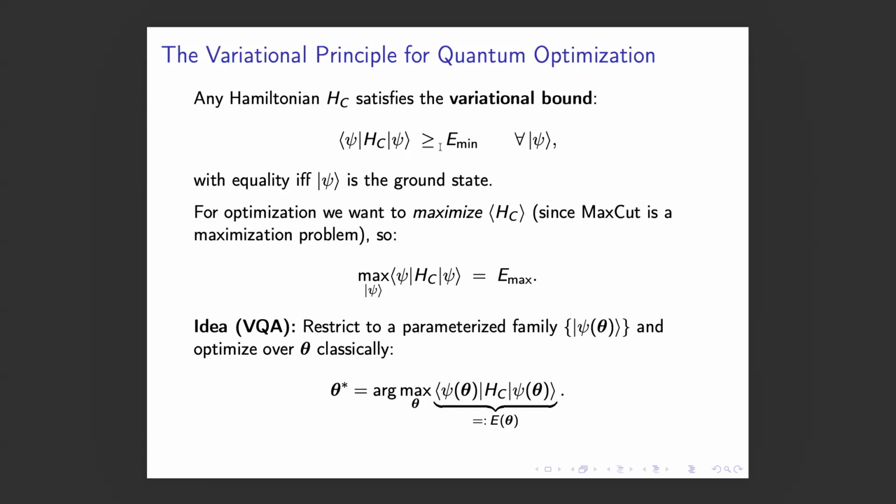Then we know that this has to satisfy the variational principle when we have a trial state, which in our case could be the ground state of the system. That's the one we are targeting. Then we want to optimize this expectation value, and max cut is a maximization problem. If we have minus HC, it becomes a minimization problem. So the whole thing is now to restrict to a parameterized family of wave functions, and you optimize over theta classically.